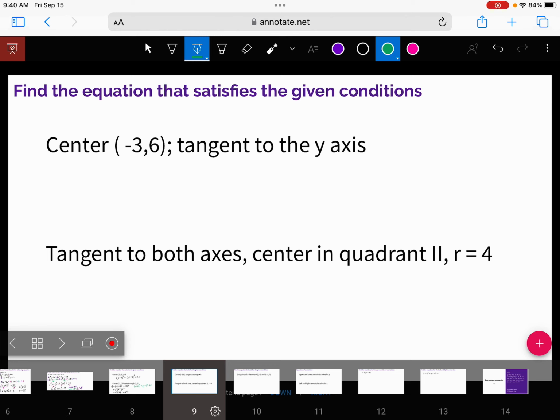It means it's not going to cross the y-axis. Tangent means it's as close as it can get. It's not crossing it, but it is touching it.